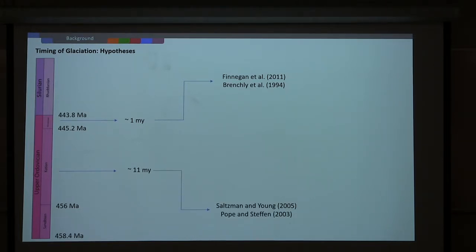Now looking at the 11 million year time span for glaciation, that would be starting in the earliest Cadian and moving up through the Hirnantian. The advocates for this longer period of glaciation are Saltzman and Young, 2005, and Pope and Steffen in 2003.